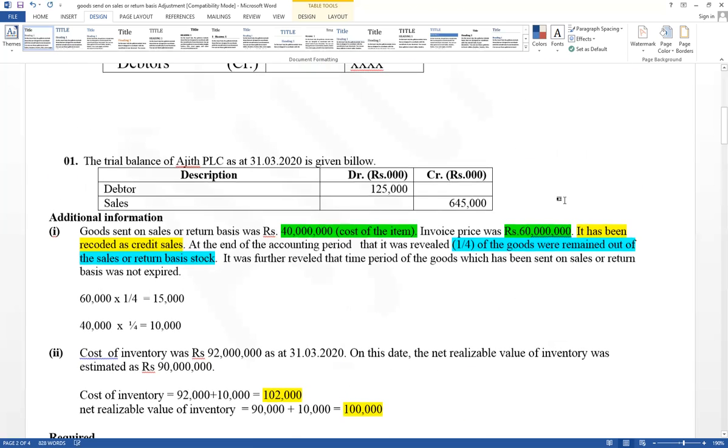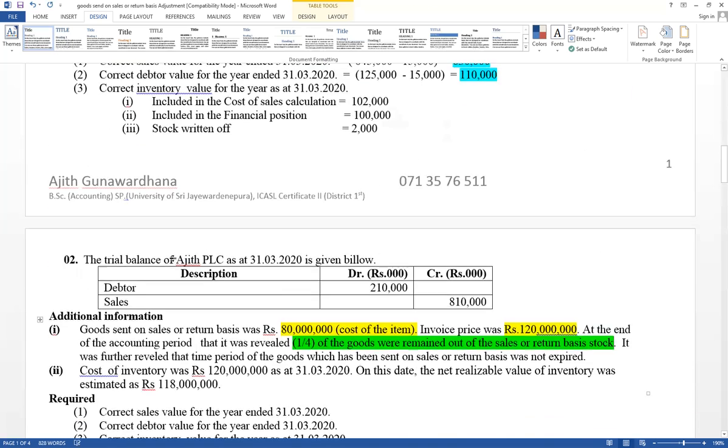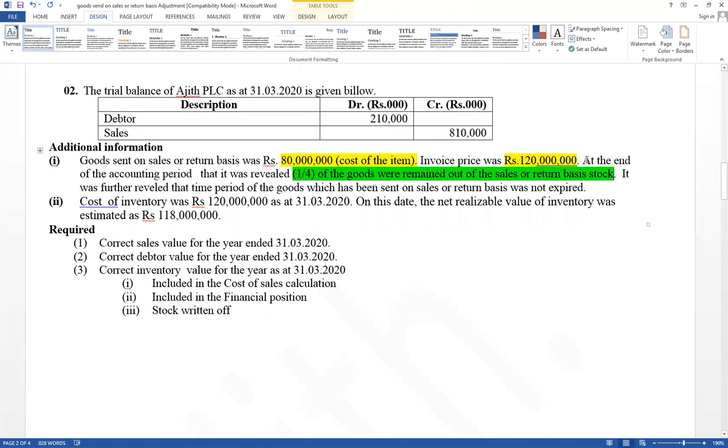Think about this example. In question number 1, it has been given that it has been recorded as credit sales. This is an important thing. But in the second question, it has not been given here. If it has not been given, it has not been recorded. Normally, at the time of sending, it should not be recorded in the ledger accounts. We have to write a note for that. In this example, it is not given clearly whether recorded or not. If it has not been given, it means it has not been recorded. But at the end of the accounting period, 1/4 is not sales.